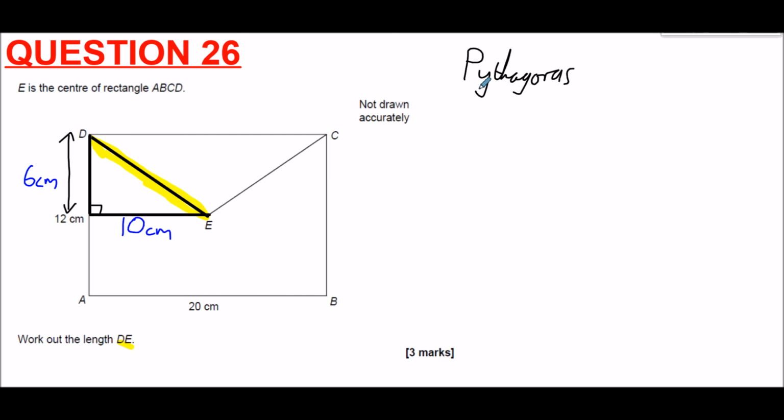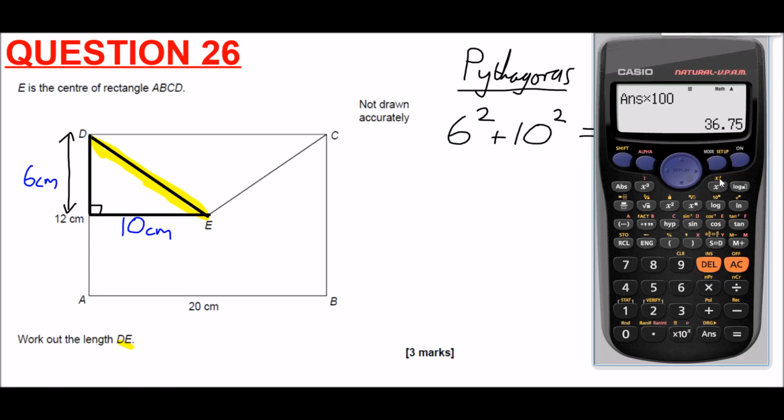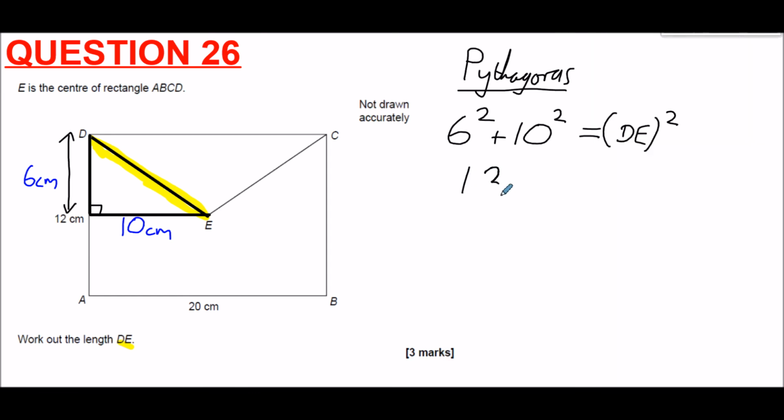And what Pythagoras says, well, he said it a long time ago, to be honest, is that the two smaller sides squared, so 6 squared plus 10 squared, if you square the smaller sides and add them together, they will always equal the longest side, in this case DE squared. It's often given as a squared plus b squared equals c squared. So we can use our calculator to work out what 6 squared plus 10 squared is. So 6 squared plus 10 squared equals 136. And so 136 equals DE squared.